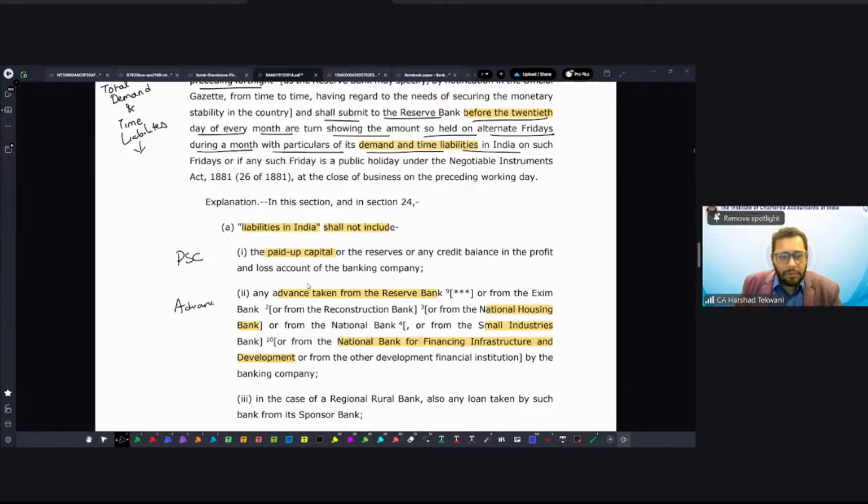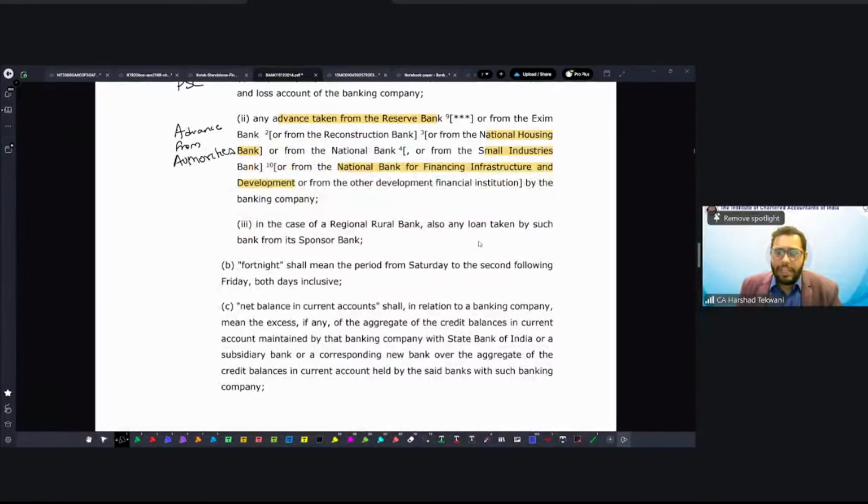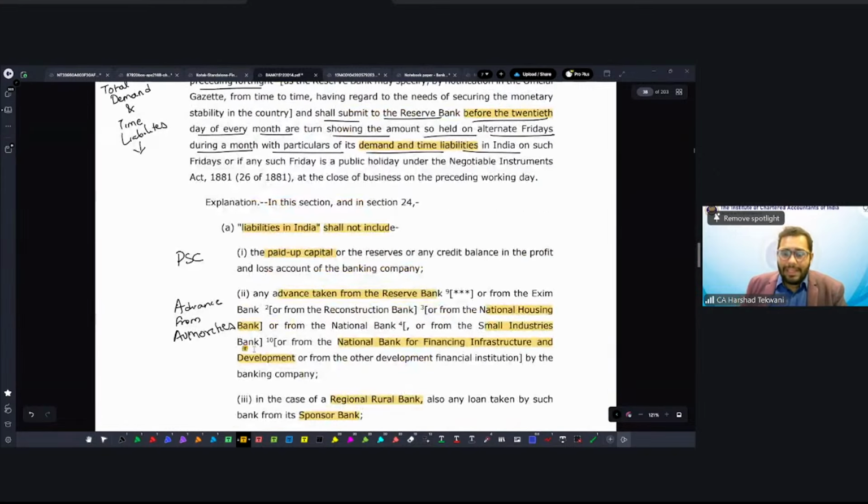Advances from authorities. In the case of a regional rural bank, any loan taken from the sponsor bank is also not required to be counted. So these are the things you are not required to count in the liability part. The rest you can count. The rest of the liabilities you can include.